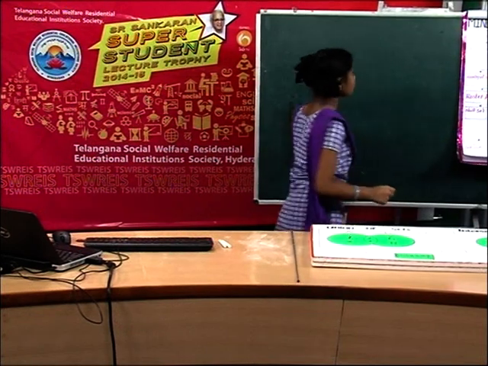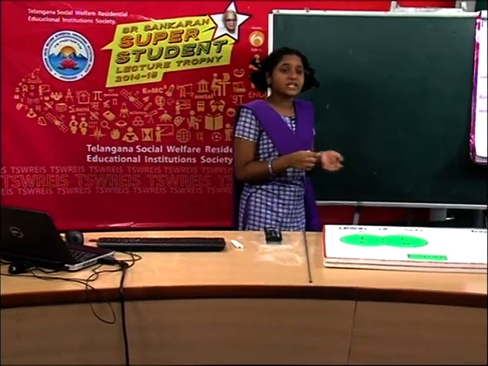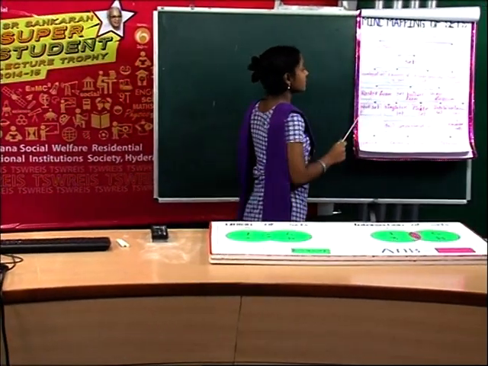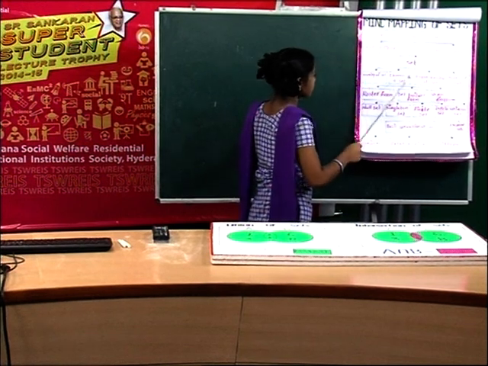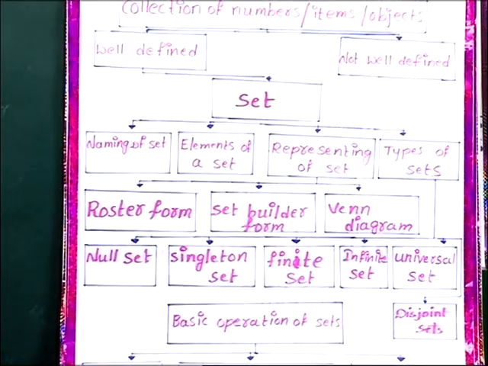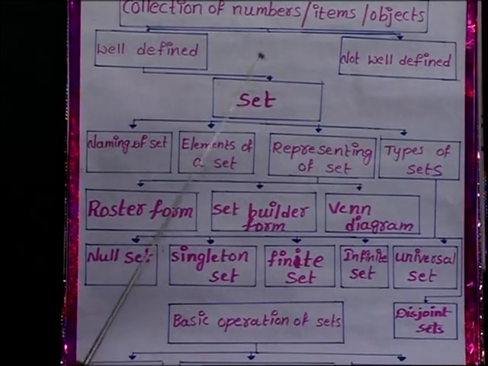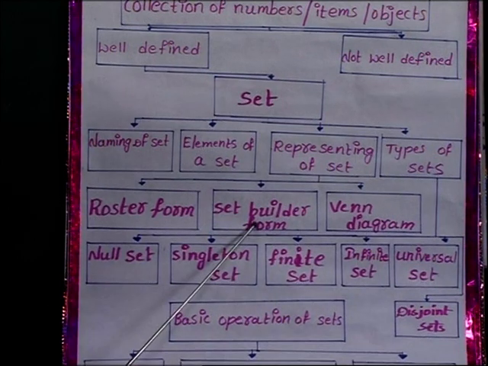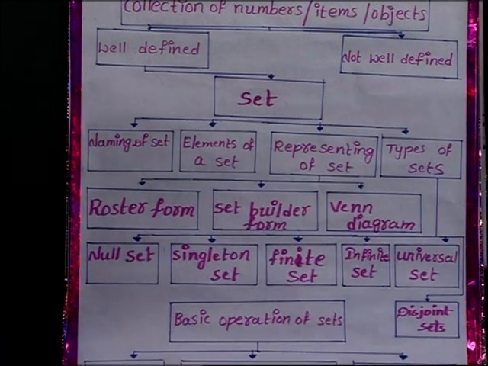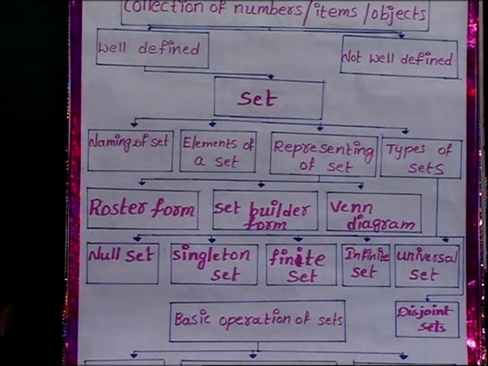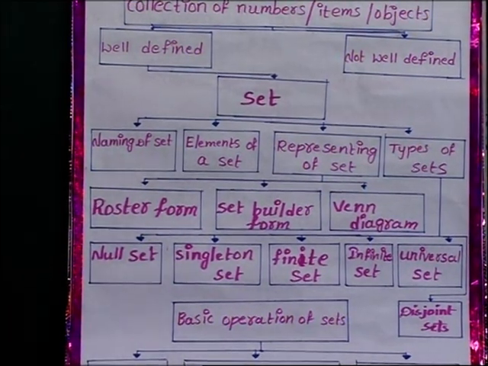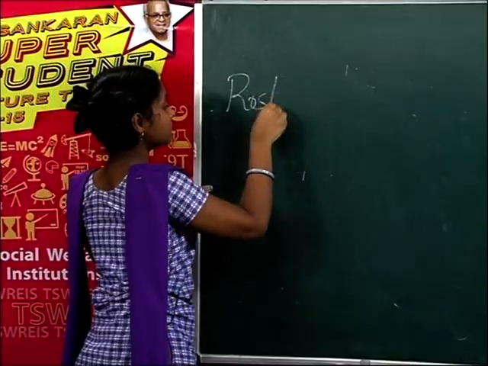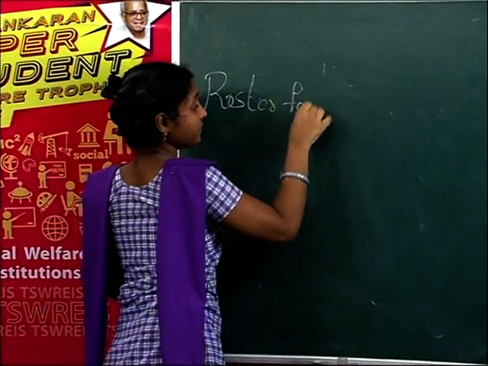Next, now we have to represent sets. Sets are usually represented here, please see the mind map. Now we learned about naming of sets and elements of sets. Now we have to represent sets. Usually sets are represented by roster form, set builder form and Venn diagrams. Now I will explain what these are. The first one is roster form.